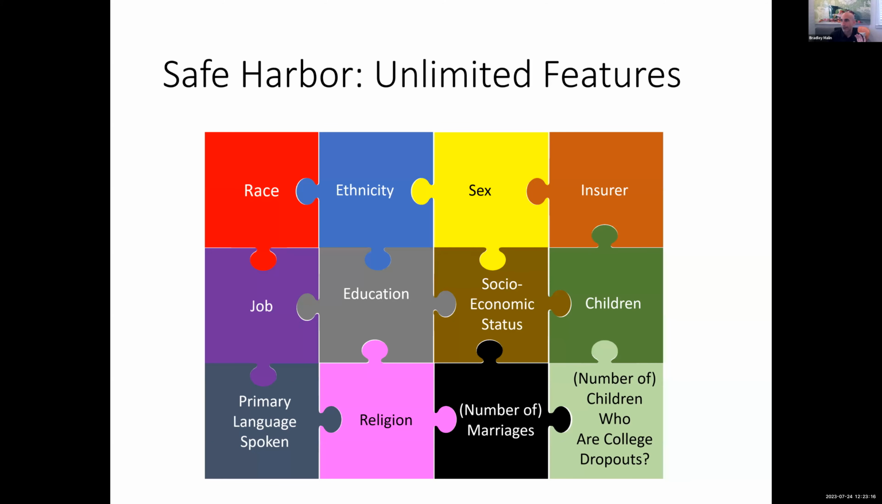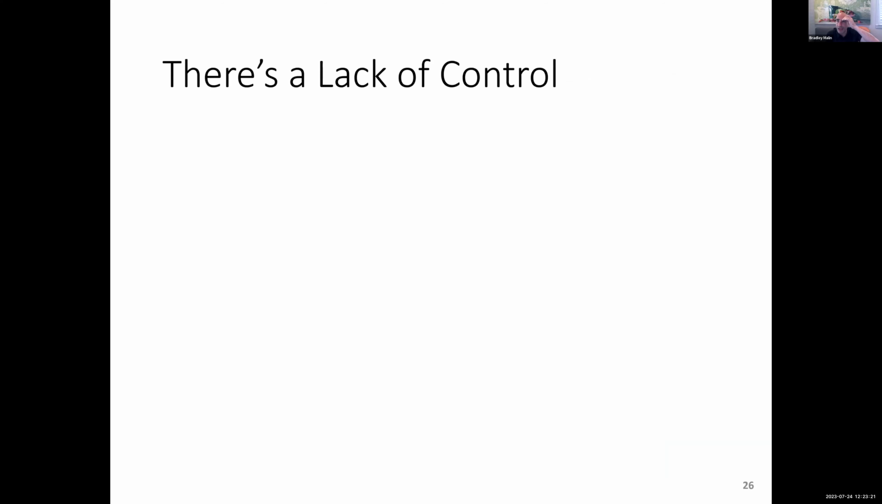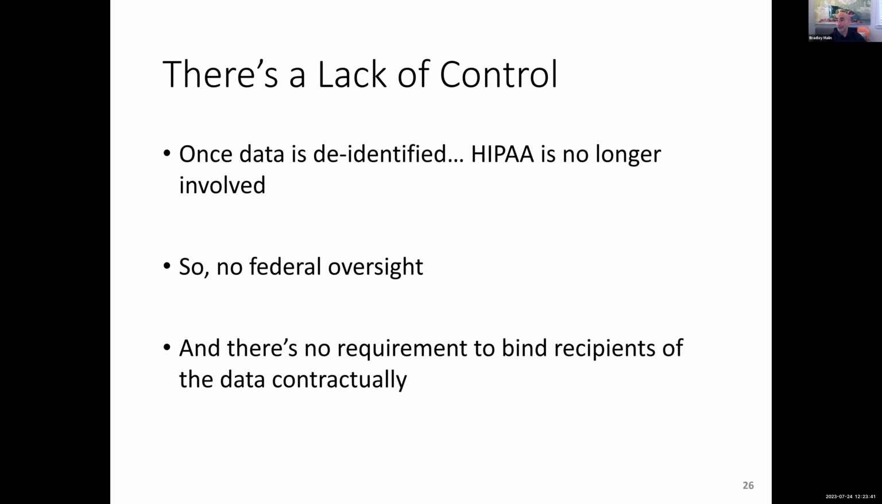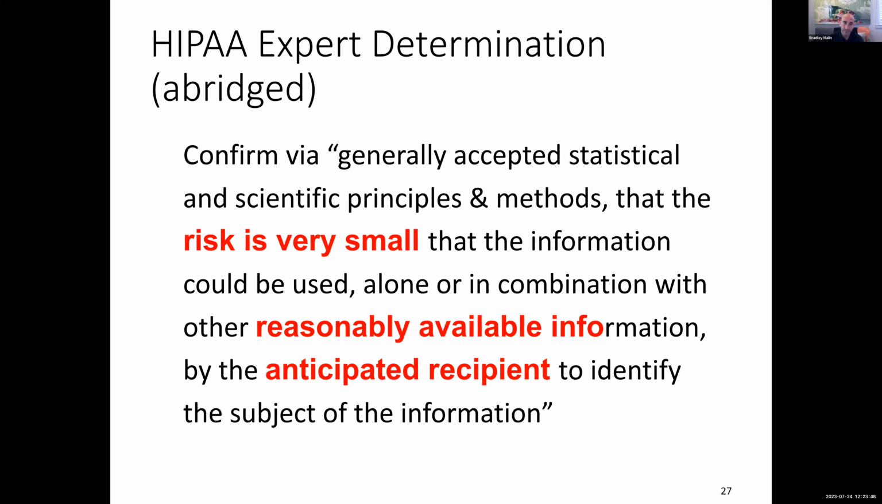So we tried not to be in a situation where we wanted a completely open environment. And we didn't want to be in a situation where there was a lack of control, right? Such that if you de-identify this data, things like HIPAA and the Common Rule are no longer involved in the oversight, and there's a lack of accountability, right? So there's no federal oversight, there's just actually no oversight, right? And HIPAA doesn't really have a requirement for binding people contractually, which is why we went in this direction.